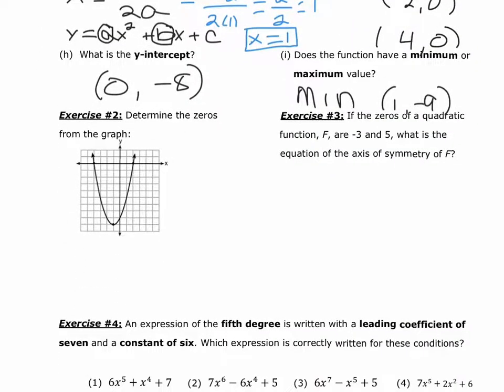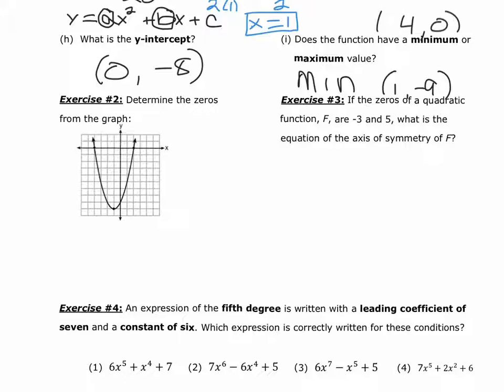So now I'm going to go to the next part. Determine the zeros from the graph. Remember, zeros are on our x-axis, so it's where it crosses the x-axis. So right there, 1, 2, 3, 4, negative 4. So it would be negative 4, 0, and 2, 0. Okay.